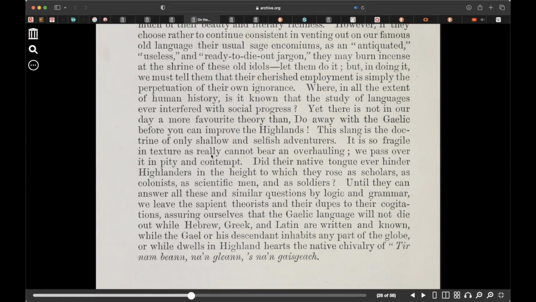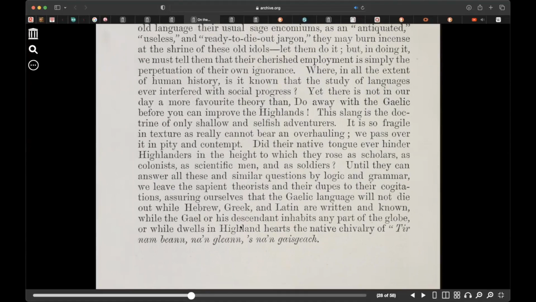It is so fragile in texture as really cannot bear an overhauling. We pass over it in pity and contempt. Did their native tongue ever hinder Highlanders in the height to which they rose as scholars, as colonists, as scientific men, and as soldiers? Until they can answer all these and similar questions by logic and grammar, we leave the sapient theorists and their dupes to their cogitations, assuring ourselves that the Gaelic language will not die out while Hebrew, Greek, and Latin are written and known, while the Gael or his descendants inhabits any part of the globe, or while dwells in highland hearts the native chivalry of Tir nam Beann nan Glen and nan Gaisgeach.